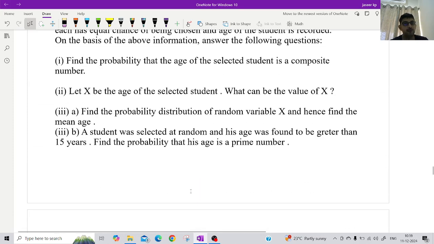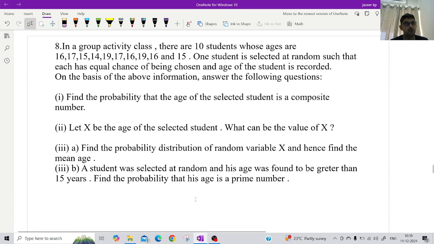Okay, now the 8th problem. In a group activity class, there are 10 students whose ages are given: 16, 17, 15, 14, 19, 17, 16, 19, 16 and 15. One student is selected at random such that each has an equal chance of being chosen, and the age of the student is recorded. Find the probability that the age of the selected student is a composite number.